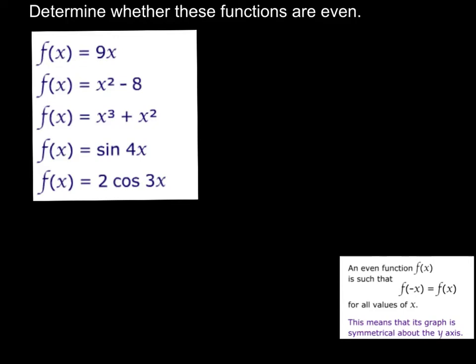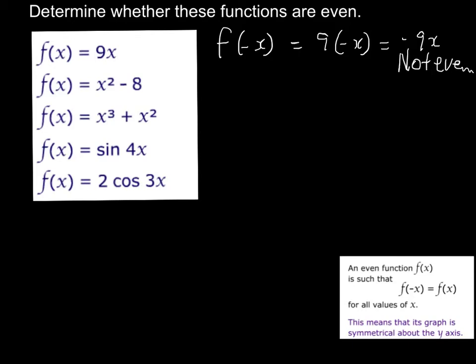If it's even, it means that f of minus x should equal f of x. So in this case, let's see what's happening with the first example. We have f of x equals 9x. If I have f of minus x, I'm substituting the minus value there. We're going to have 9 times minus x. If we get the original function, which is 9x, then it is even. But in this case, we get minus 9x, so it's not even. Let us look at the next example.